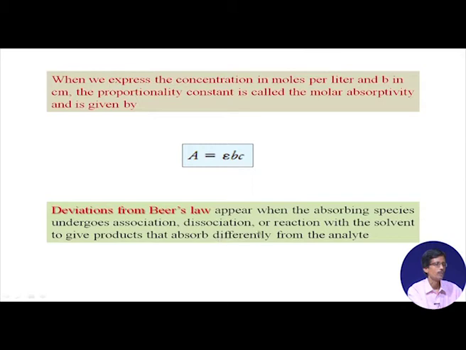Similarly, that particular species can go for dissociation and it can react with the solvent. The solvent can give you the corresponding solvolytic product, or give you some coordination if it is a typical metal ion. These three things are the difficulties, so we should avoid applying Beer's law to this measurement in such cases, so that we do not have association, dissociation, or any reaction with the solvent we use.